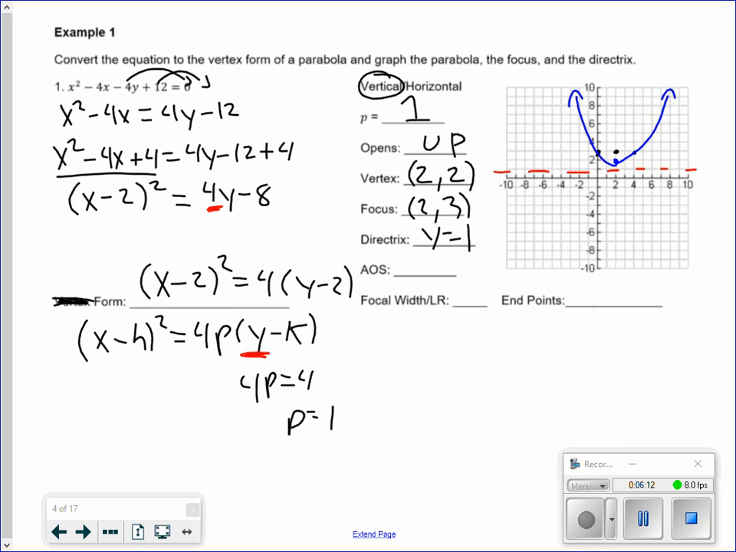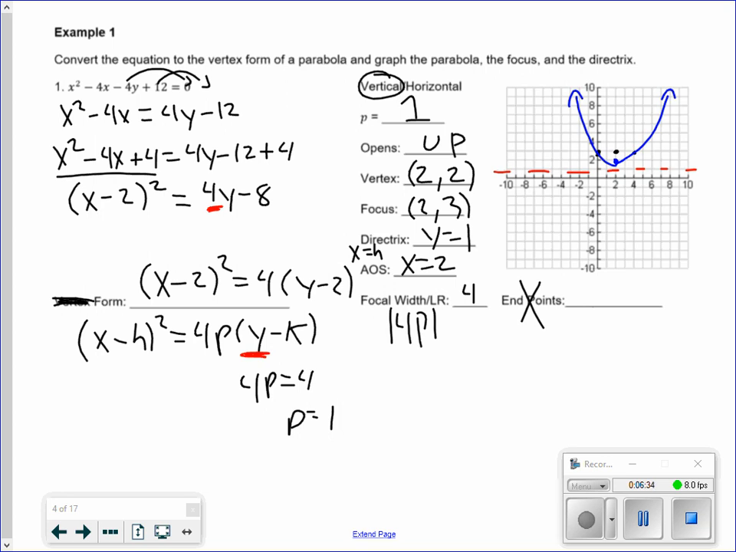For our axis of symmetry, since our x term is being squared, or we're a vertical parabola, it's going to be x equals h, or in this case, x equals 2. The focal width is the absolute value of 4p, so in this case, it'll be just 4. And we're not bothering with endpoints, so don't do that.